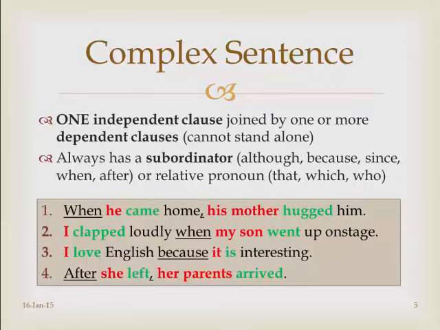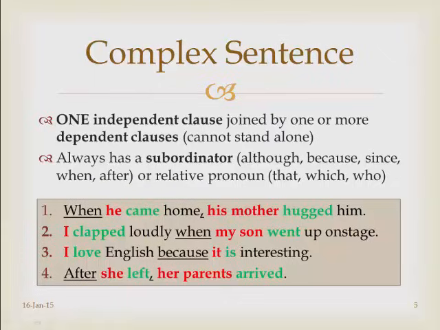After she left, her parents arrived. After she left, dependent, because it doesn't make sense on its own. Her parents arrived, independent clause. Now notice that when the sentence begins with a subordinator, like when and after here, it is always followed by a comma. So it's dependent clause, comma, independent clause. But when it starts with the independent clause, you don't need a comma before the dependent clause.